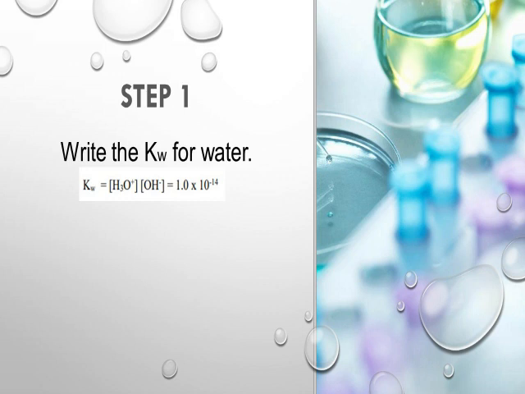Step 1. Write the product constant of water, K sub W is equal to the quantity of H3O times the quantity of OH is equal to 1.0 times 10 to the negative 14. So where did we get the value 1.0 times 10 to the negative 14?